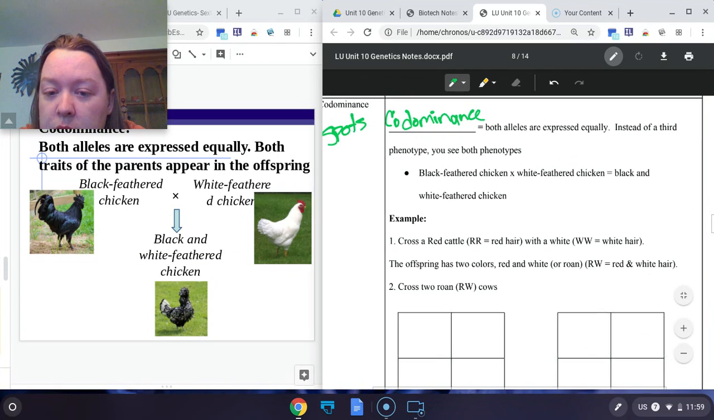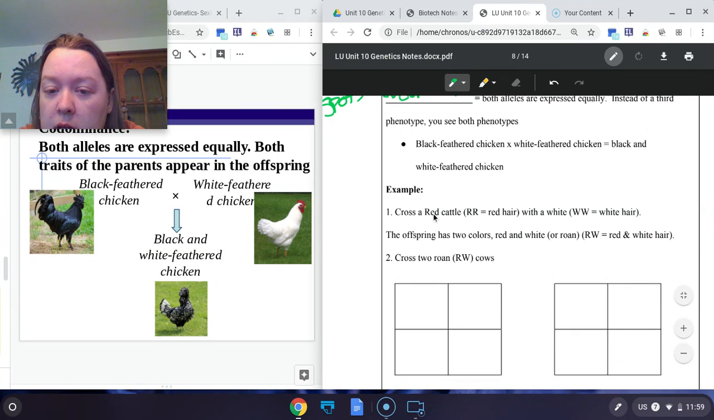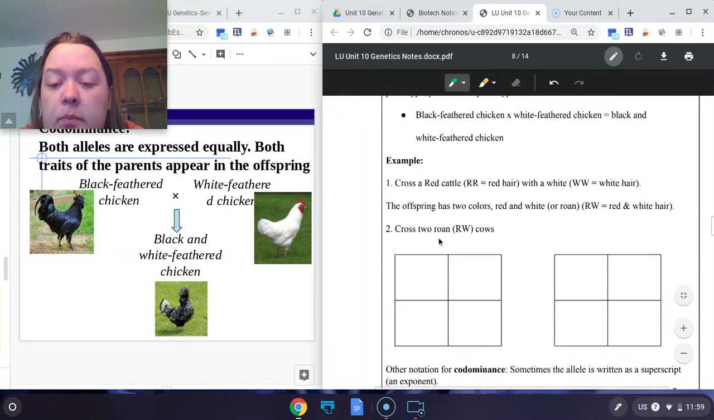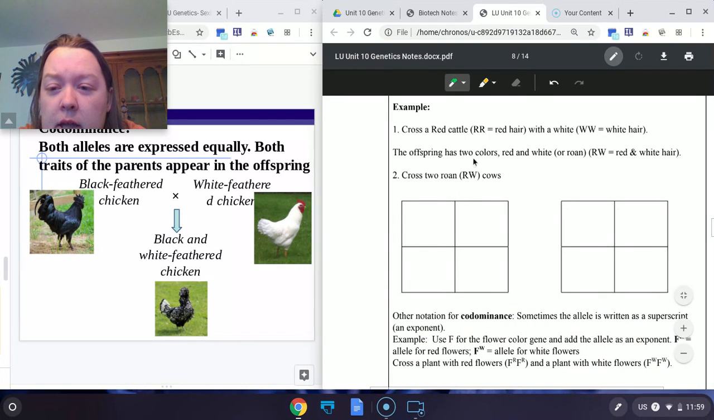So our example here is with cattle, so cows. And it said that big R is going to represent red hair. WW is going to represent white hair. And RW means red and white, or I'm just going to put spots.